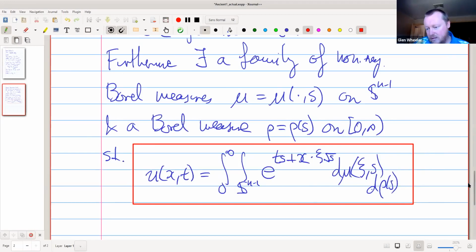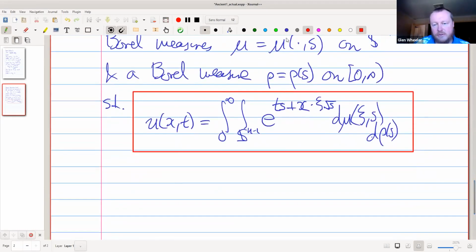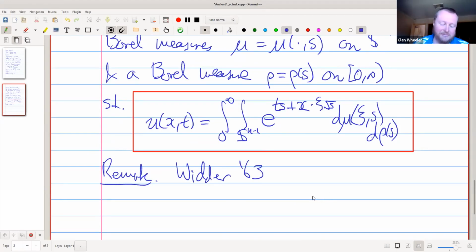Maybe a remark about this. I don't want to spend too long making remarks because then I'll never get to the proof. But if you're interested in these kinds of representations, then you might want to look up Widder's work. He wrote a book. He's written a few books, but one book has the result from '63 where he showed that if you have u, a positive ancient solution in R^n.